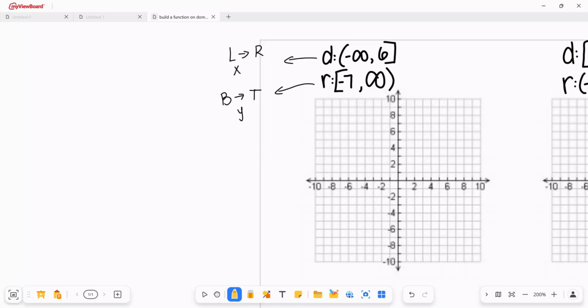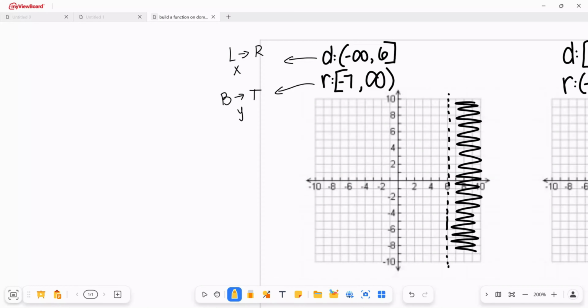So my domain is everywhere my x values are, and again, x is going to be this axis. I have from negative infinity all the way to a positive 6, meaning I cannot go past that line on this side. So I am going to scribble all of this out, because even if my y values work over here, my x values do not. So it cannot happen.